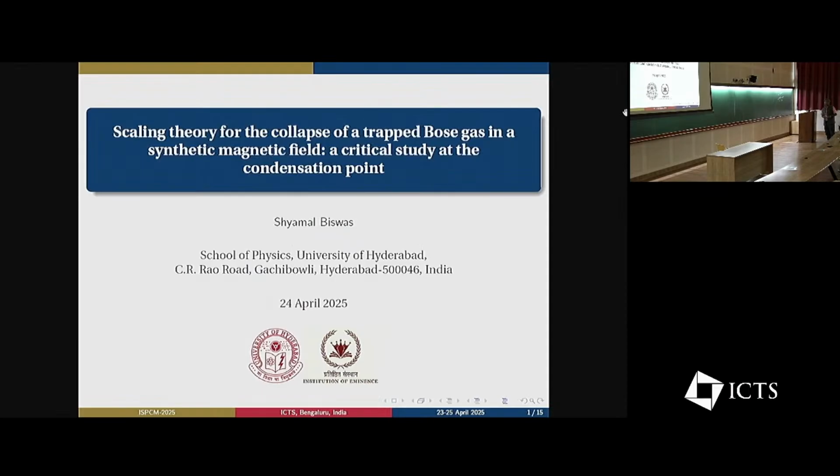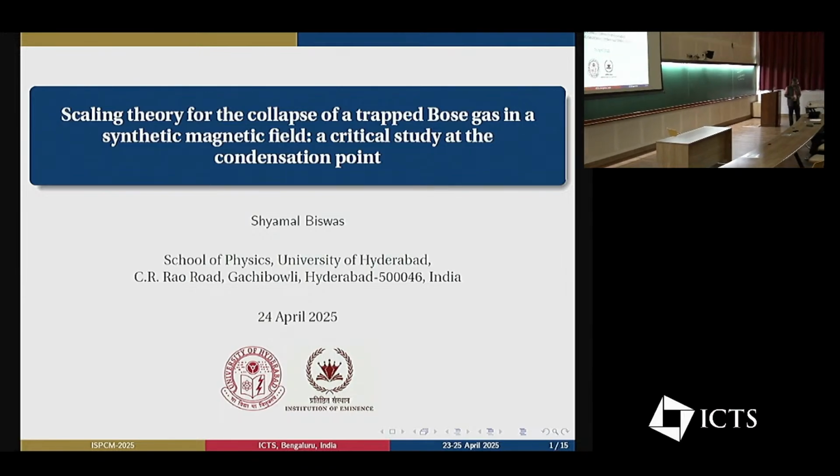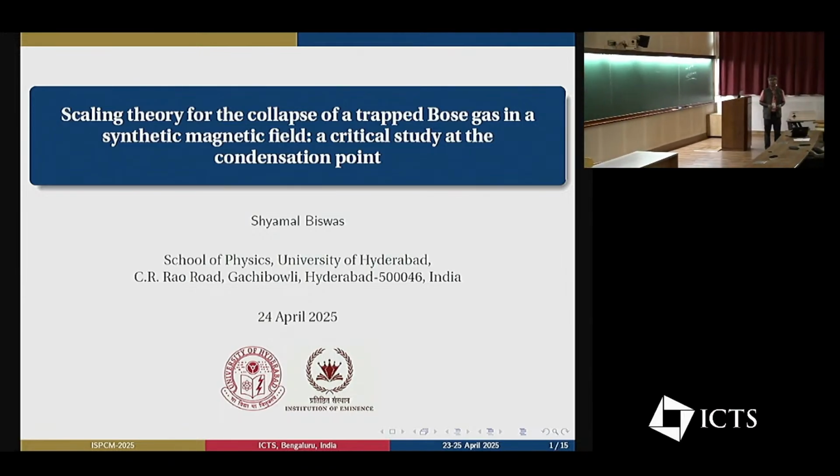Our next speaker is Shyamal Biswas. She will talk on scaling theory for the collapse of a trapped Bose gas in a synthetic magnetic field, a critical study at the condensation point.